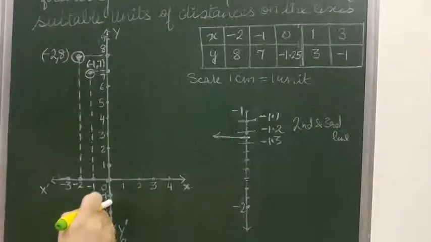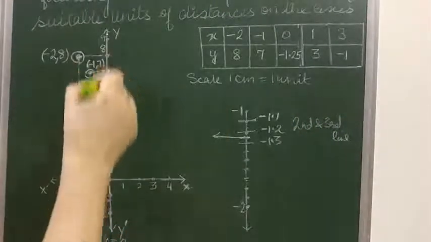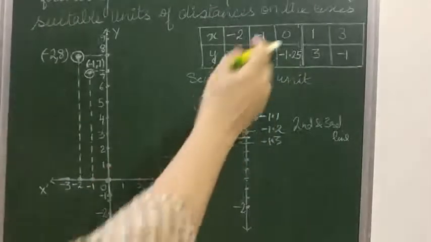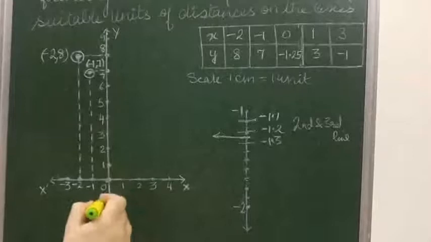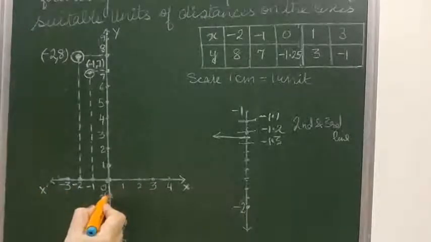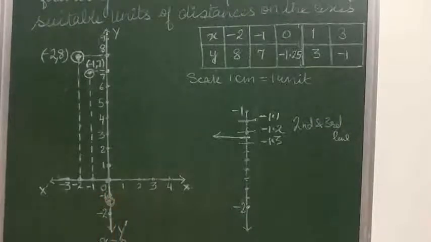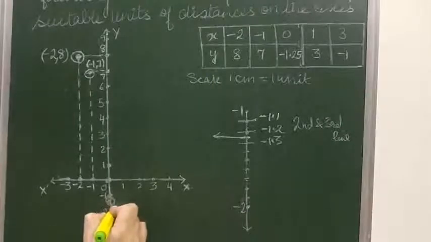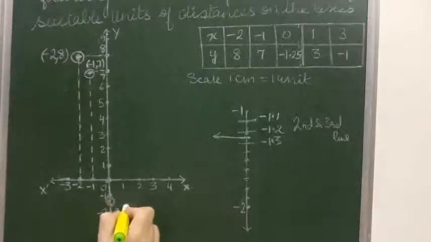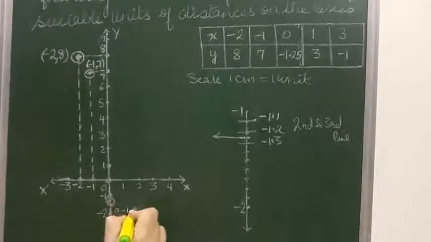So here -1 and -1.2 is the value of y and the value of x is 0 on the y-axis. So the point is going to lie here itself, right? And the ordered pair which we get is 0, -1.25.